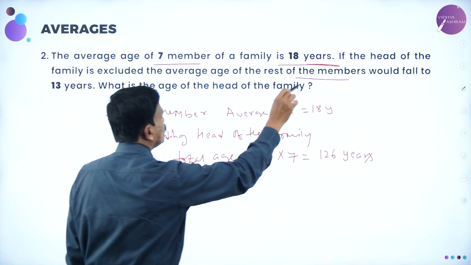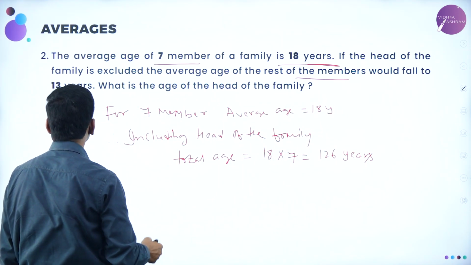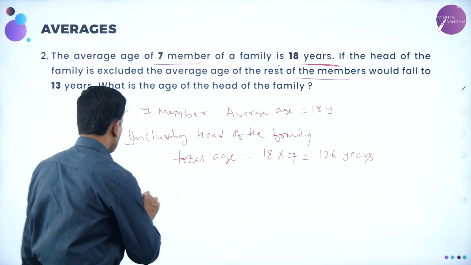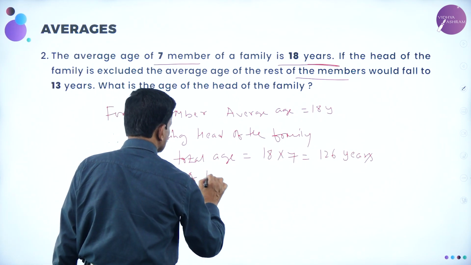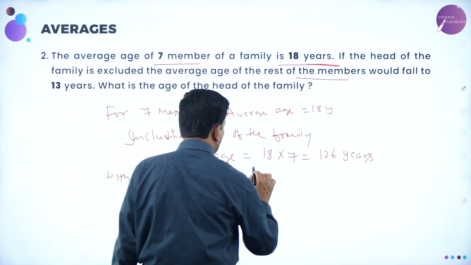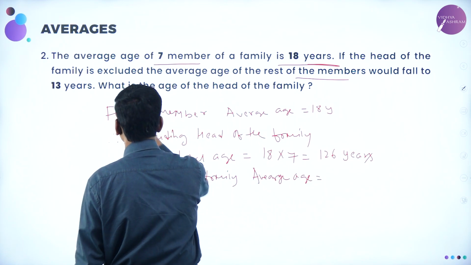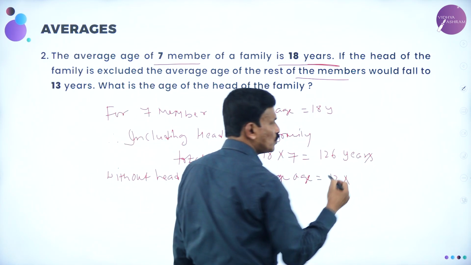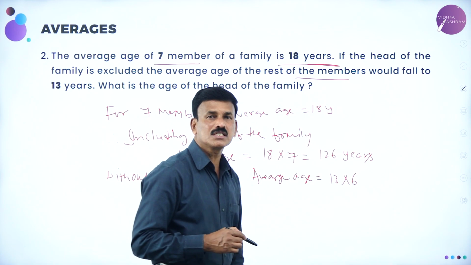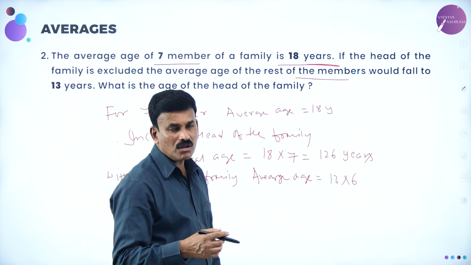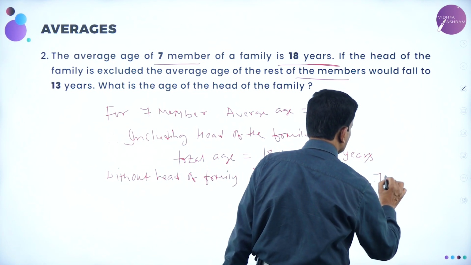Now, second case, if the head of the family is excluded, then the average age of the rest of the family would be 13 years. So, now without the head of the family, the average age is 13 years. How many members are there? 7 minus 1, that's equal to 6 members. So, 13 into 6 will give the total age of all the members without the head of the family, that's equal to 78 years.